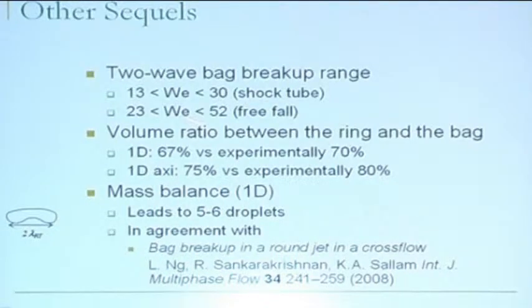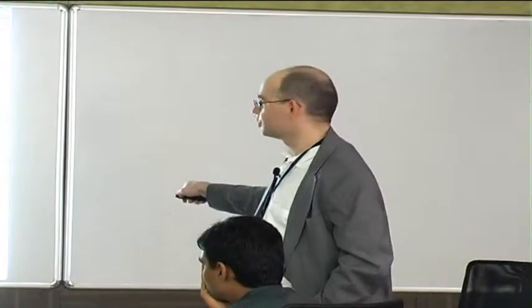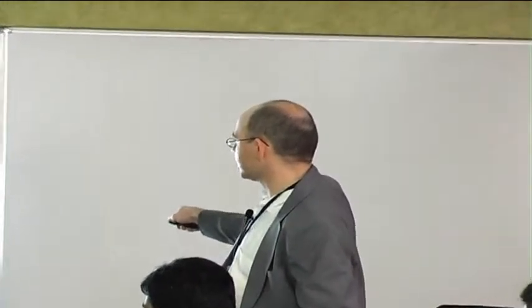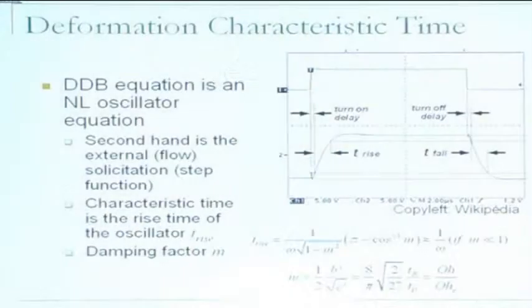So you can make a branching ratio. You can say this portion of the liquid is going into the ring, this other portion is going into the bag. And if you make a mass balance, you have 5 to 6 droplets which are going to go into the ring. For 1D, the reasoning is a bit different in 1D or in axisymmetric 1D. And it agrees with some report on the wound jet in a cross flow by these authors. So you can have another step into the building of the diagram.